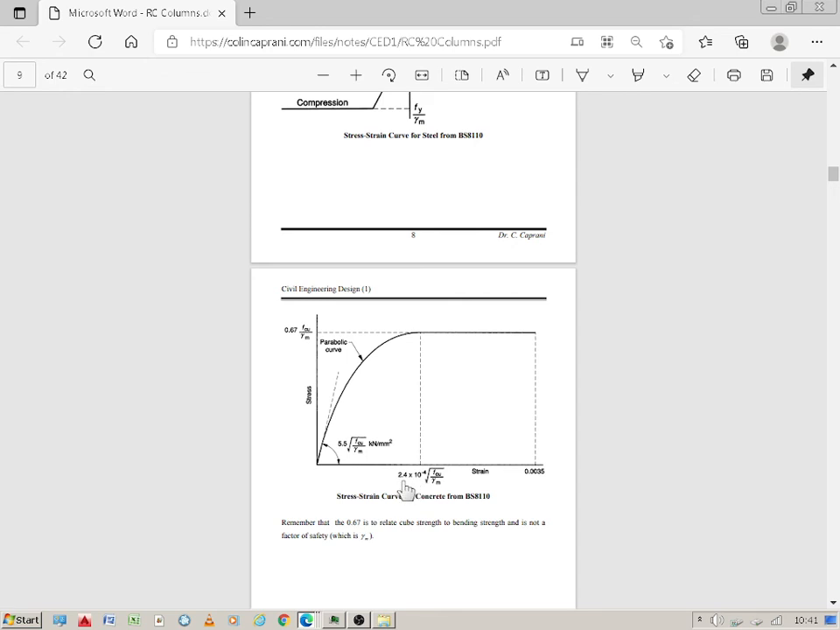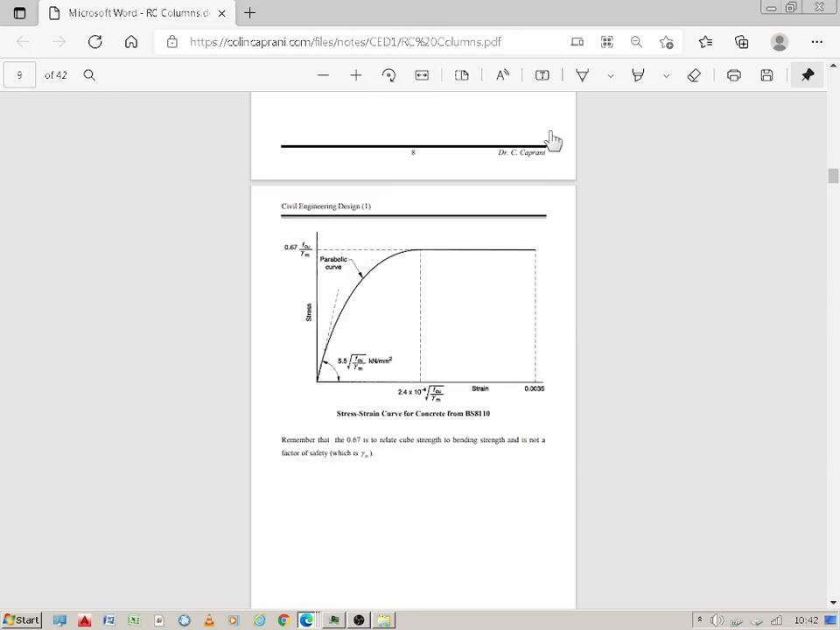The maximum strain is 0.0035. The strain where it flattens out is 2.4 times 10 to the power of minus 4 root fcu over gamma m. Stress strain curve for concrete from BS8110. Remember that 0.67 is to relate cube strength to bending strength, and is not a factor of safety.